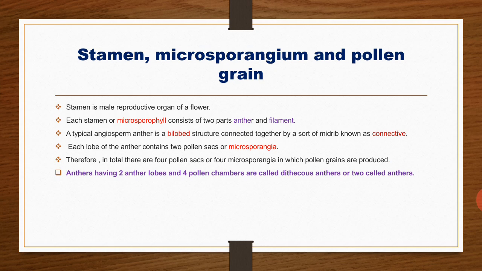A typical angiosperm anther is a bilobed structure connected together by a sort of midrib known as connective. Each lobe of an anther contains two pollen sacs or microsporangia in which pollen grains are produced. Now let us understand the bilobed structure of an anther with the help of a diagram.